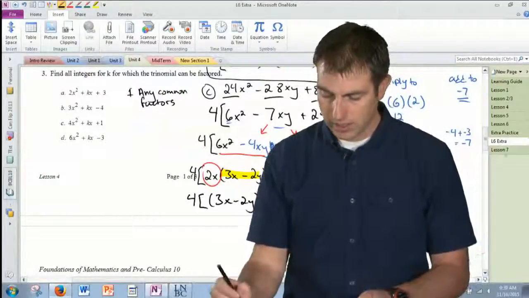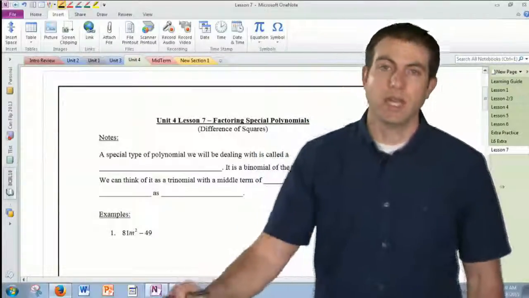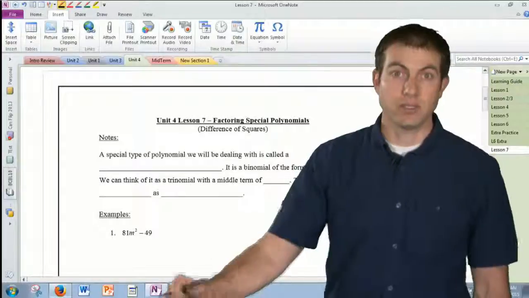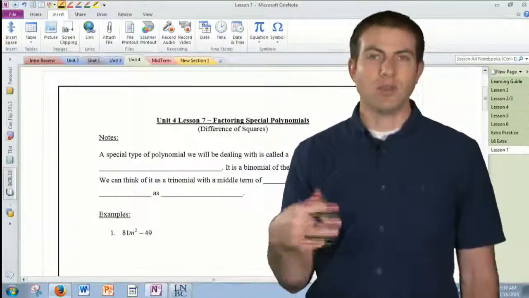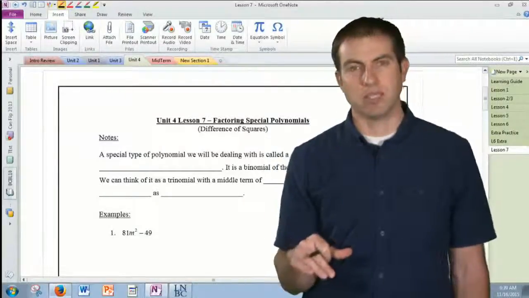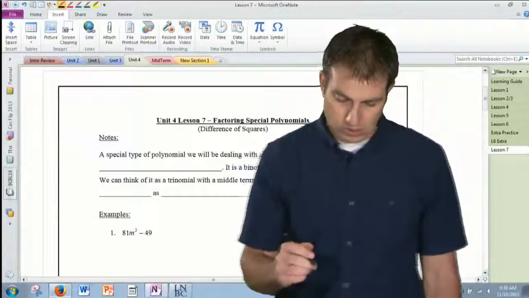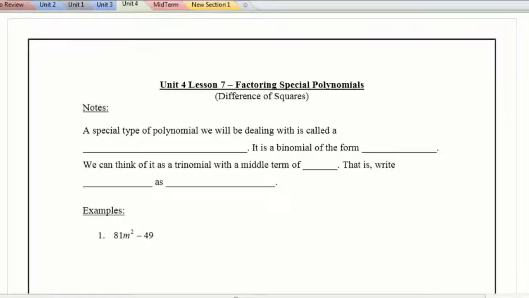So lesson 7 is called Factoring a Difference of Squares. And the actual factoring of these is really easy. The hard thing is recognizing when you have one. And there's a couple things that are a little bit different with these that you'll notice right away. So let's just go through this. A special type of polynomial we will be dealing with is called a difference of squares.